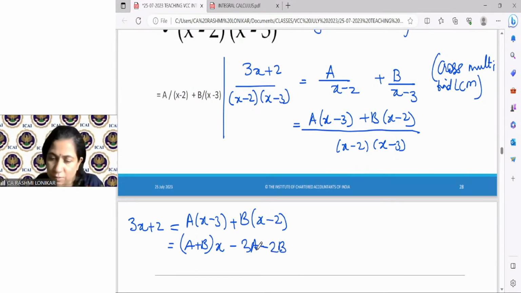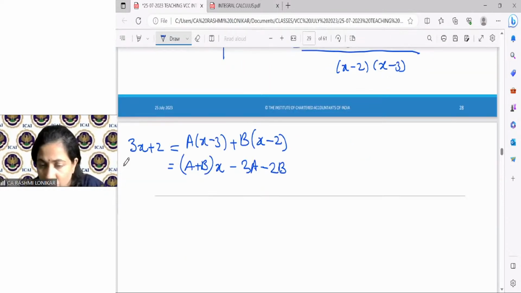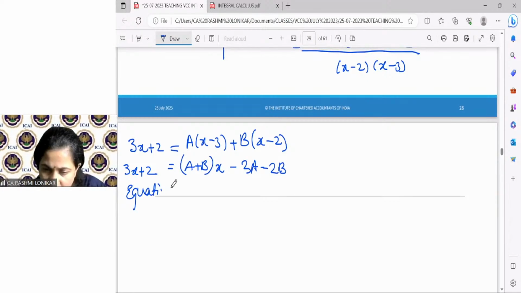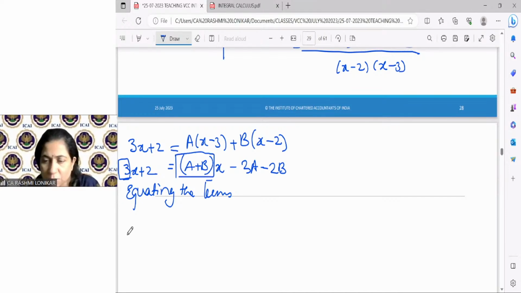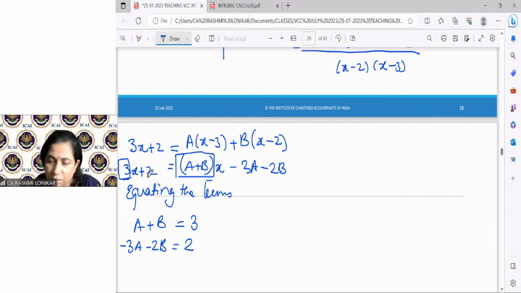Okay, this together. And this is equal to 3x plus 2. I am equating the terms. So what is the coefficient of x? 3. What is the coefficient of x? x plus a plus b. So a plus b is equal to 3. And what will happen? Minus 3a minus 2b is equal to 2. Okay, because I'm equating the non-x terms together.